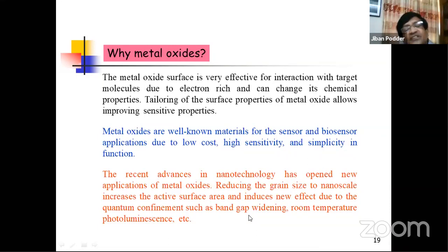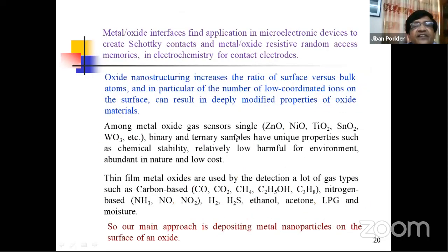Also, we have photoluminescence properties. So these are the specialties of these metal oxide films. And these metal oxides can be used to produce microelectronic devices, to create Schottky contacts, metal oxide resistive random access memories, and in electrochemistry for contact electrodes. So these metal oxide interfaces are used in these families of microelectronic devices. Our main approach is depositing metal nanoparticles on the surface of the oxide.